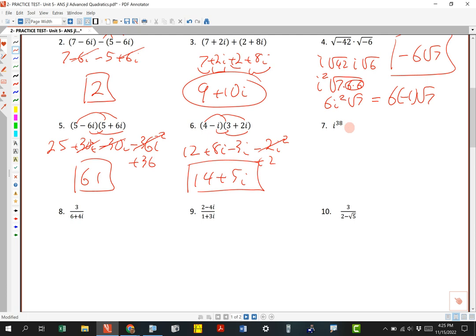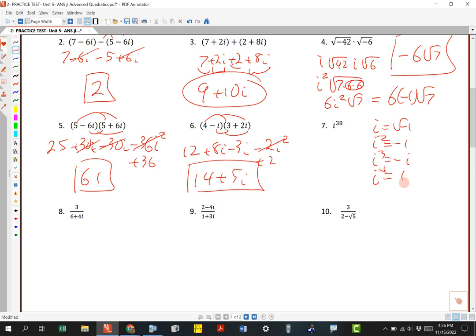And then i to the 38. Okay, so this repeats every 4. So remember, i is the square root of negative 1. i squared is negative 1. i cubed, or i to the third, is going to be negative i. And i to the fourth is 1. And then it just repeats.